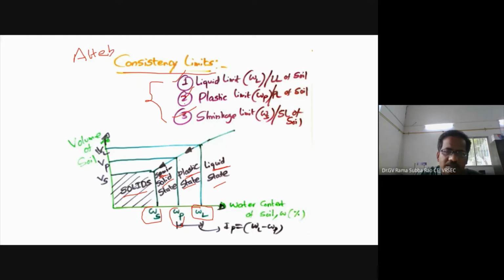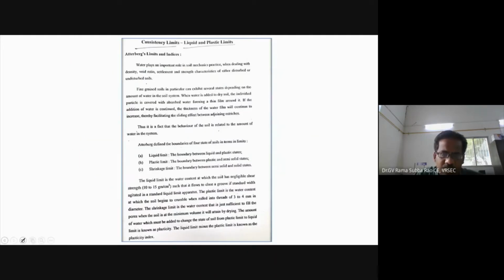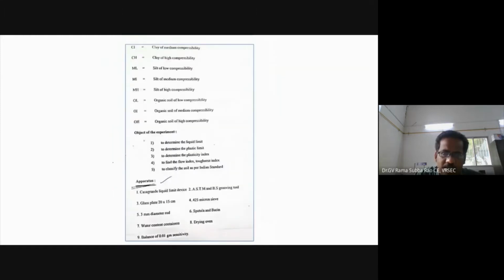So now we have these three consistency limits. In this experiment, we are going to determine the first two, liquid limit and plastic limit of soil. Now let us proceed. I will explain each and every step.